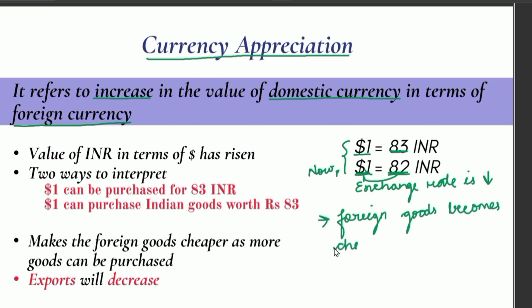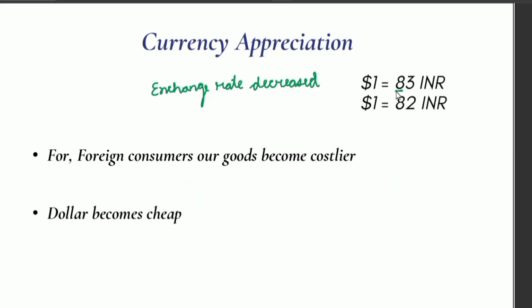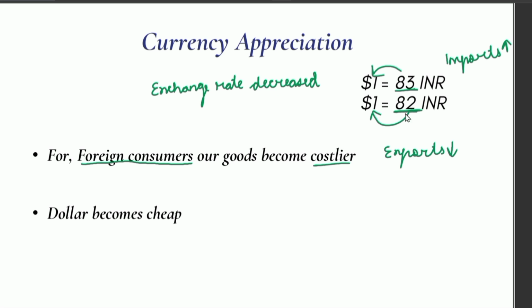So it makes foreign goods cheaper in domestic currency, as more of such goods can now be purchased with the same amount of domestic currency. So it leads to an increase in imports and exports will decrease. Earlier by selling goods worth 83 rupees, an Indian seller got $1, but now they need to sell goods worth 82 rupees to get $1. So for foreign consumers our goods become costlier. As a result exports will fall, but imports will increase. Why? Because now by paying 82 rupees we can purchase goods worth $1. So the dollar becomes cheap. The value of the rupee in terms of the dollar has risen.